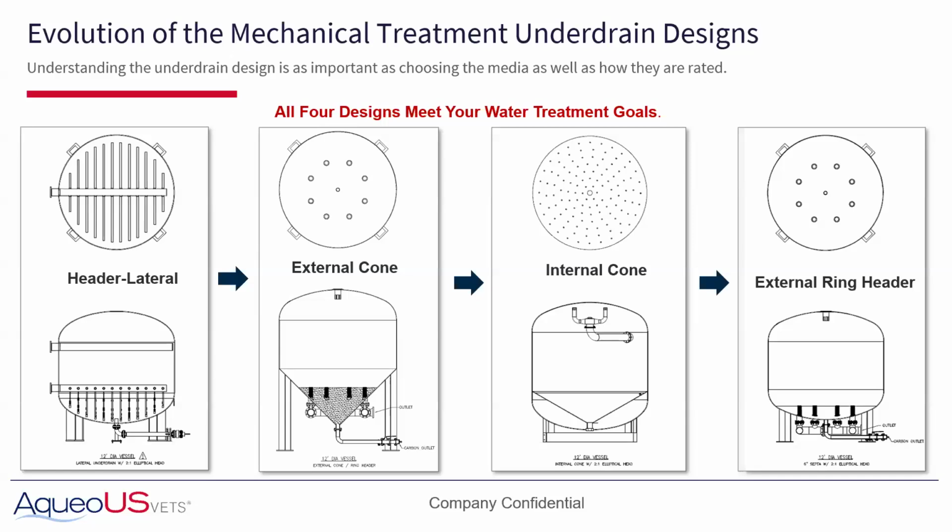And then the external ring header, where if you look down on the bottom of that design, you'll see that the distribution system is on the outside. The collection system has nozzles that come up into the vessel. So the maintenance on this system is a little bit lower, if there are any repairs needed down the road.